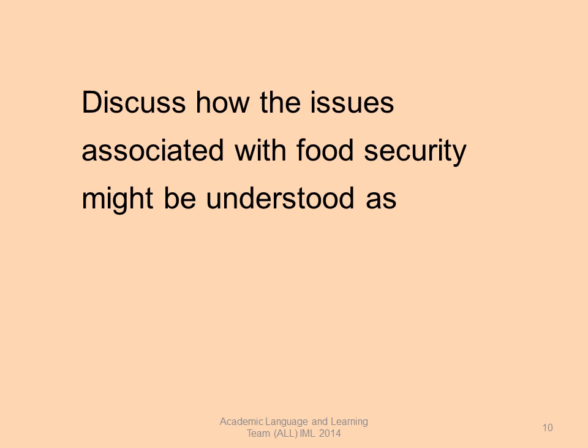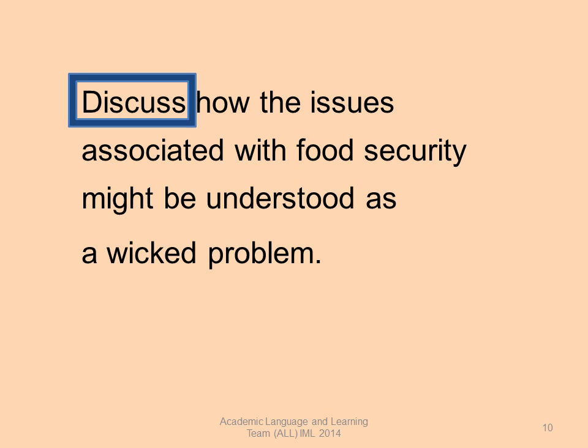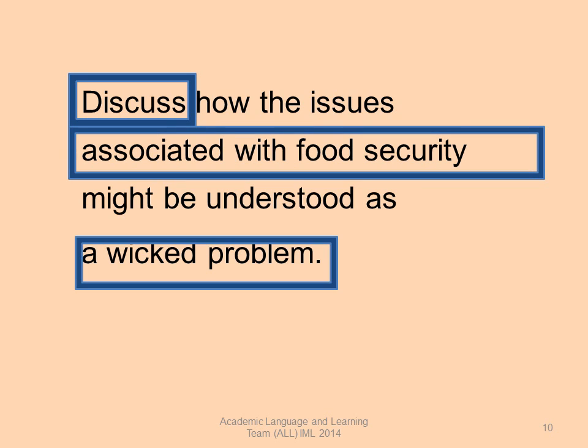Okay, now I'm going to talk about the actual question: discuss how the issues associated with food security might be understood as a wicked problem. Discuss is one of those instruction words that really mean you have enough information to show that you understand what food security and climate change is all about in this case, and how these two topics are understood as a wicked problem. Discuss means comparing different views of and definitions of a wicked problem.